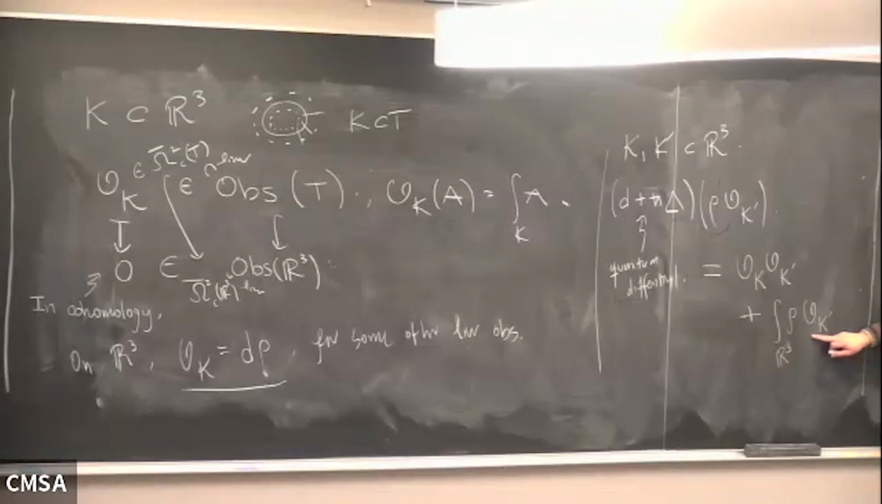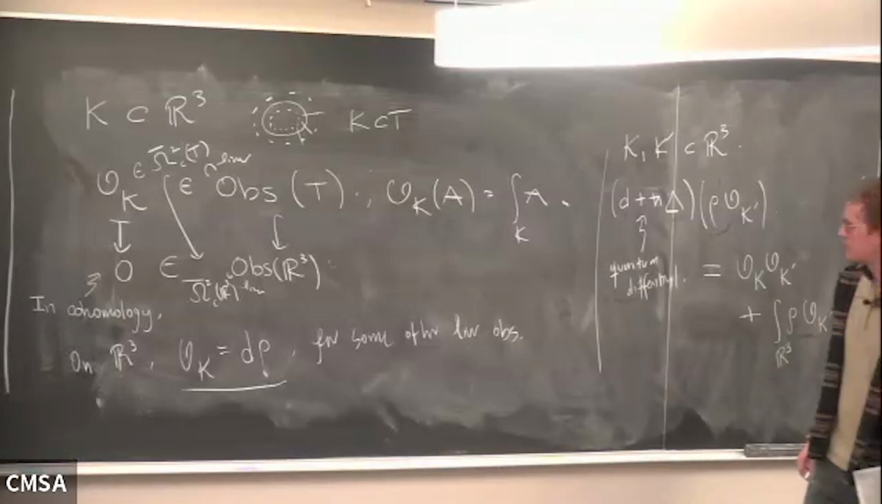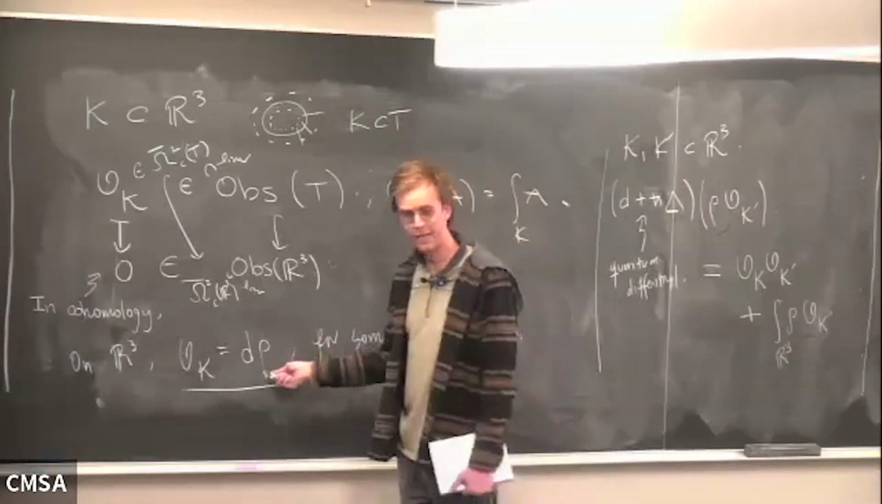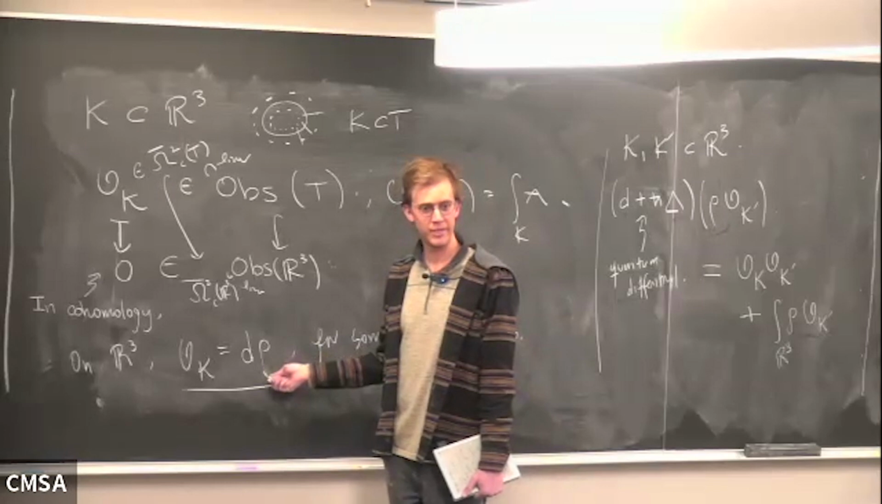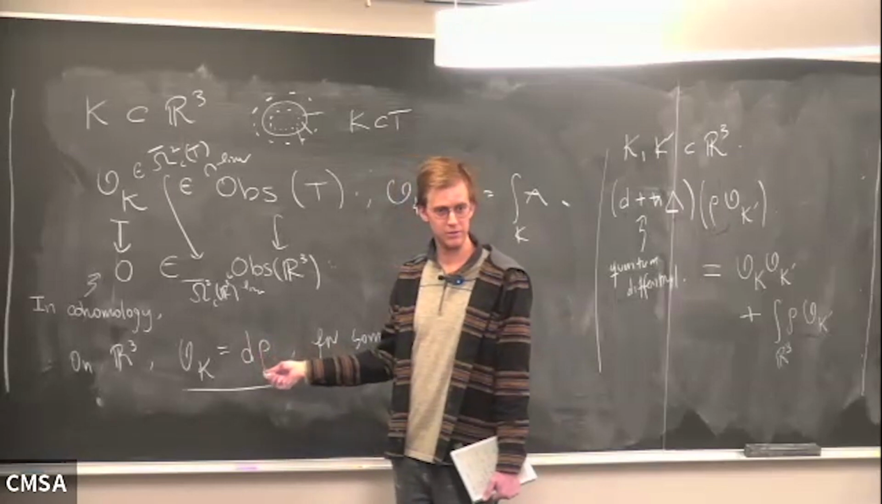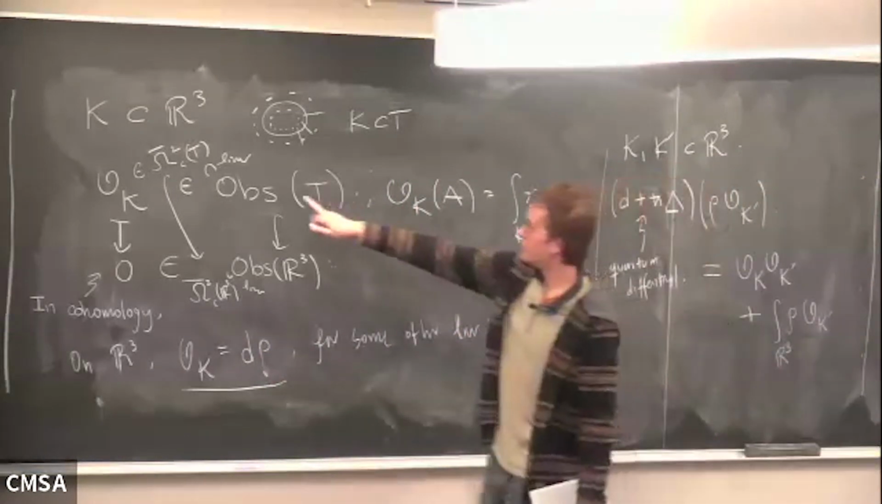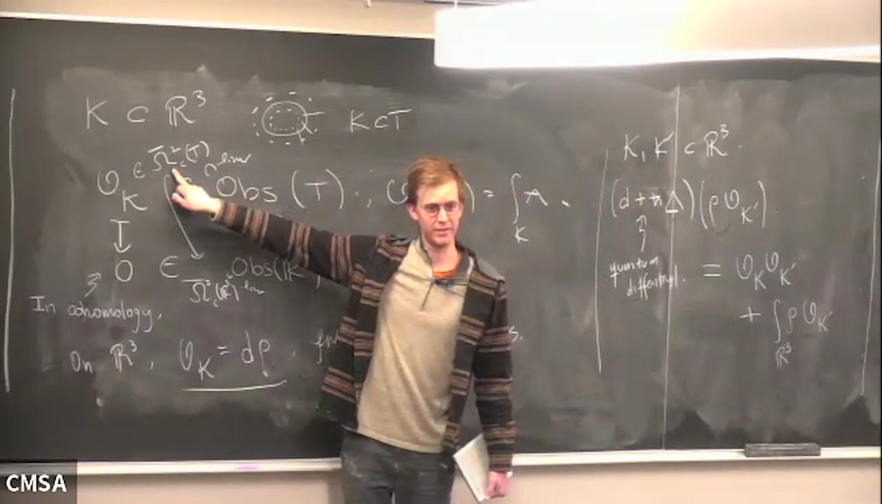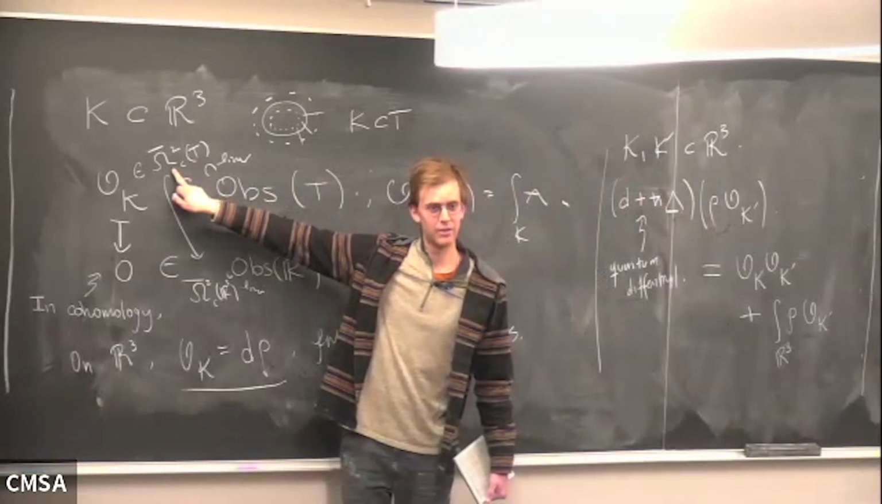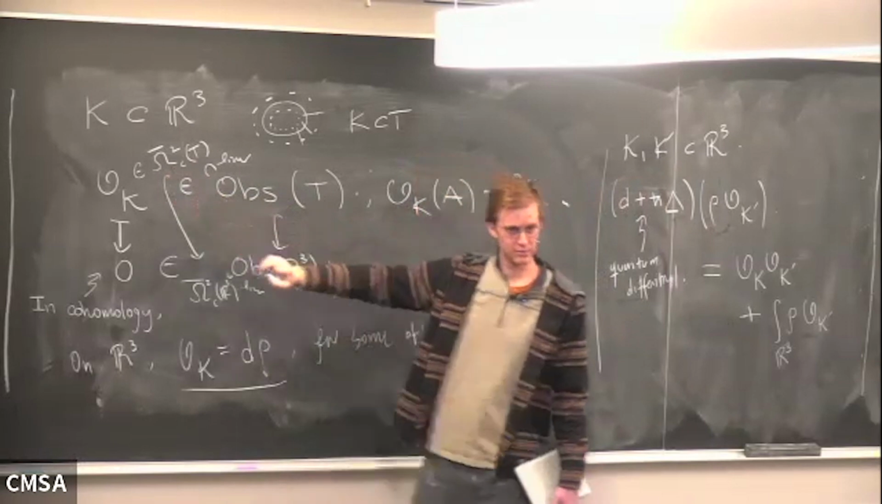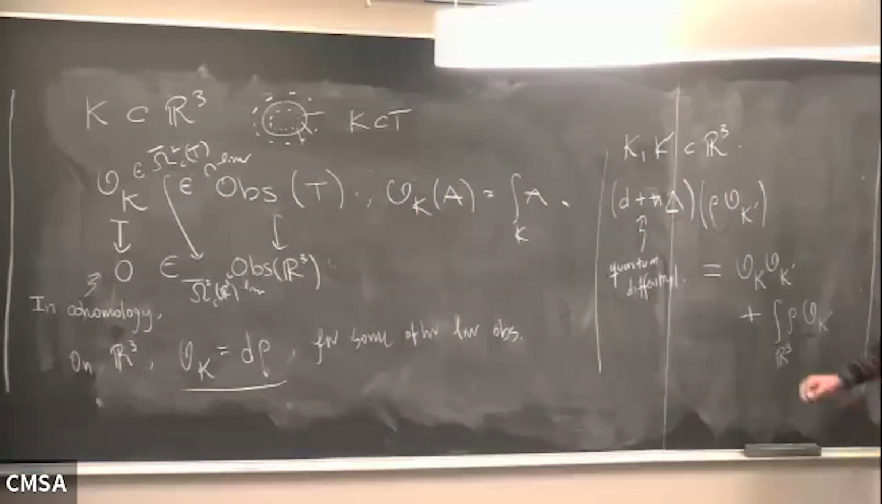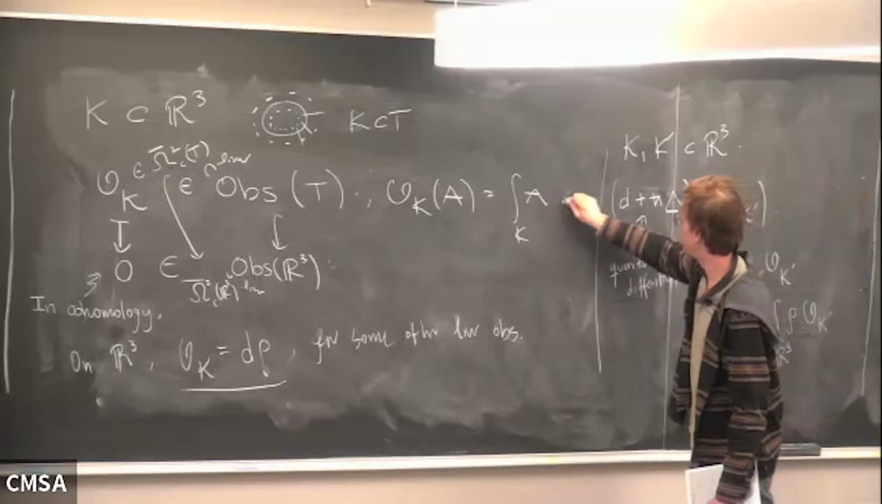When I'm writing it like this, all I'm writing is a distributional pairing here. Rho here is a compactly supported 1-form. Sorry, I should have said distributional. I'm thinking about it in the distributional sense here. Yeah, this is a number.